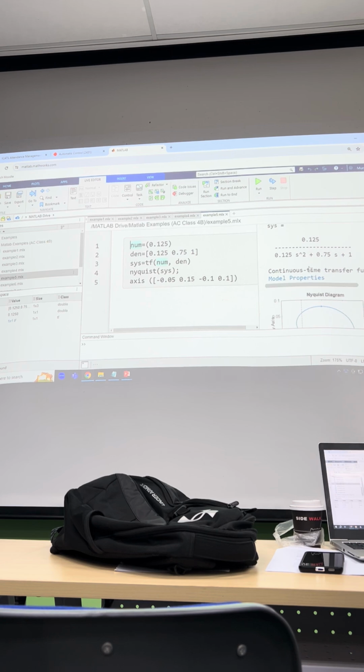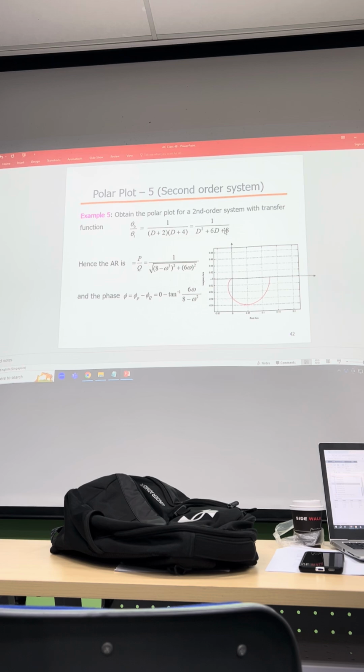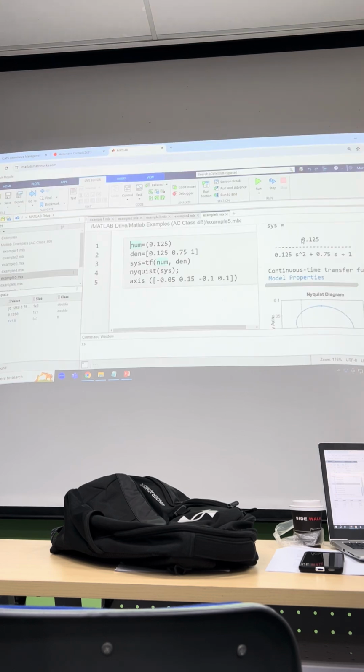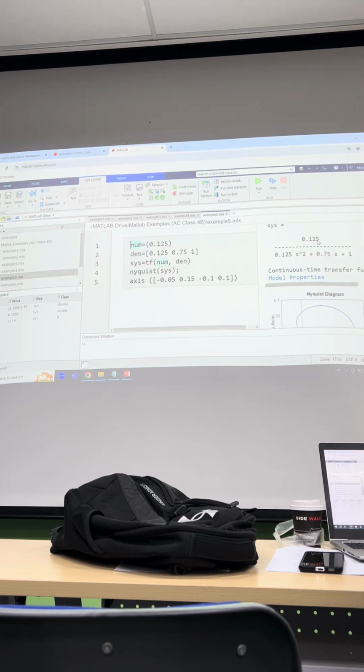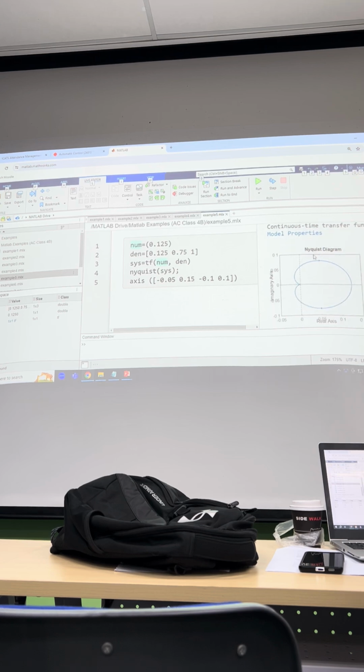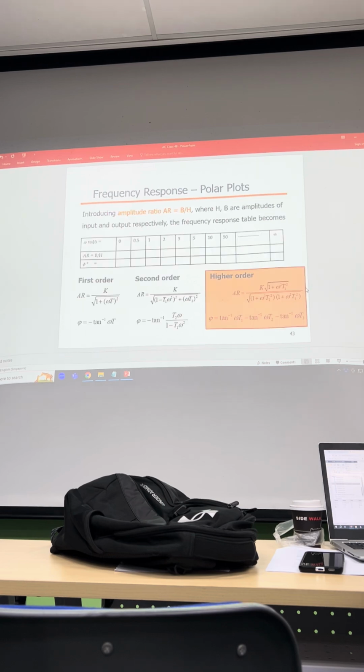Okay, so the fifth one is there because the 8 becomes 1, becomes like 0.125 and 125.75. You can do it automatically. When you work on it, then the Nyquist plot is there. Okay. So example 5 is what we see here.